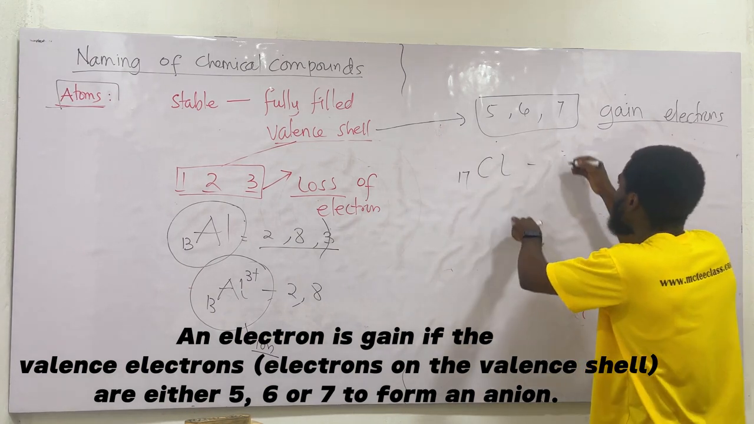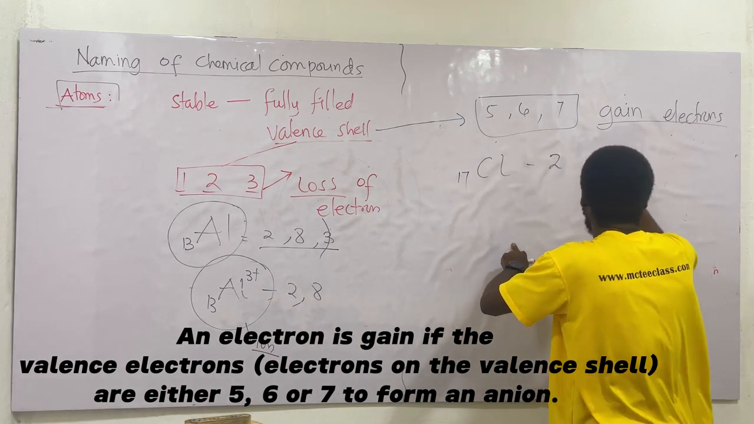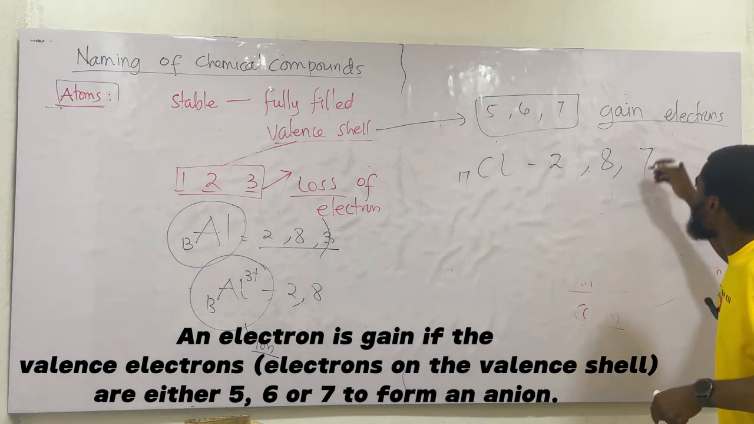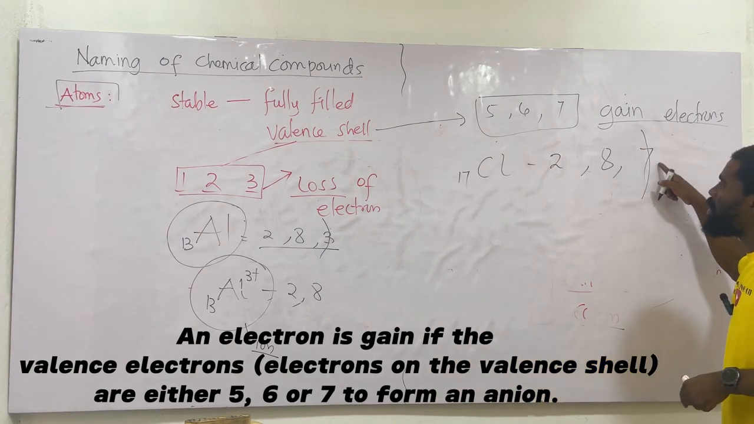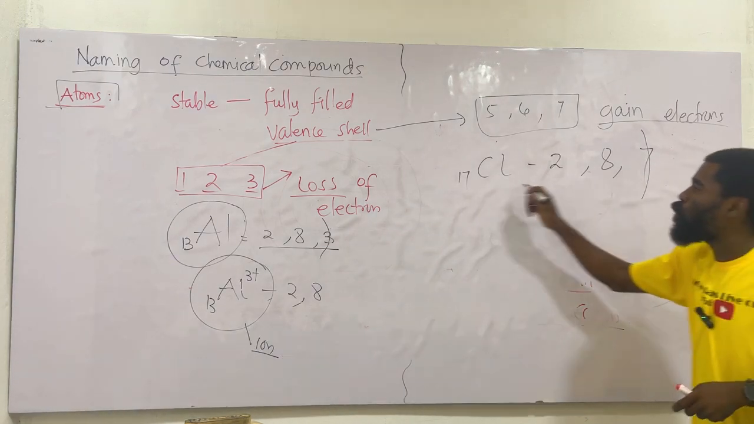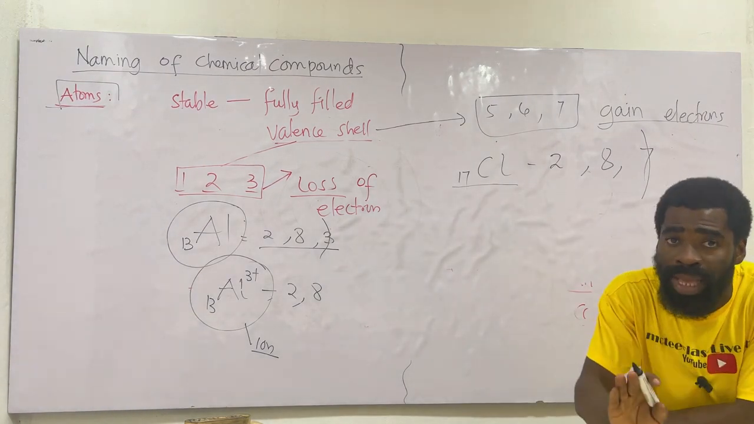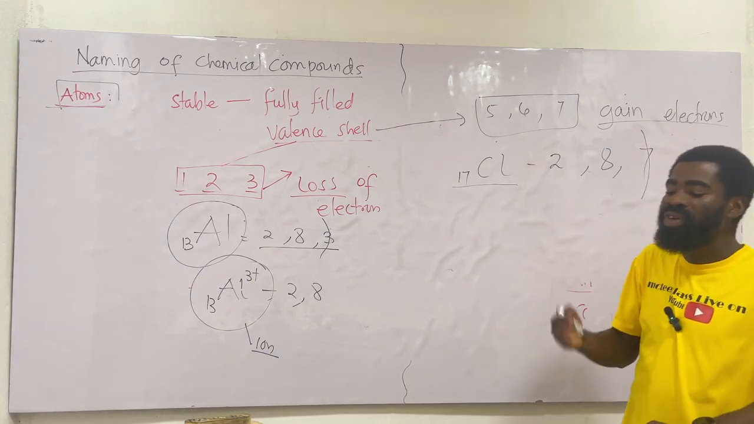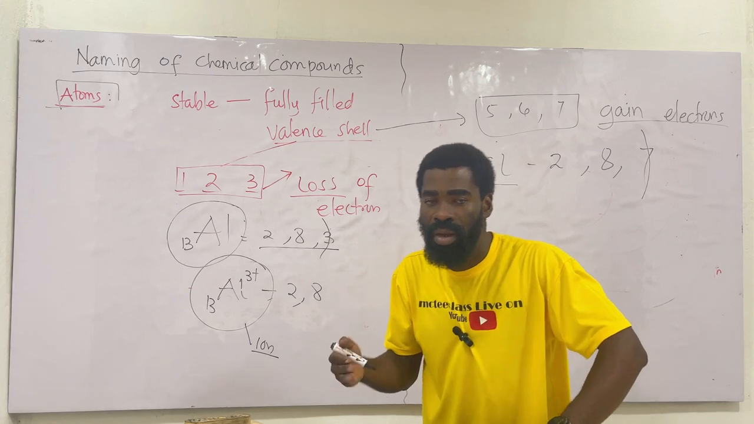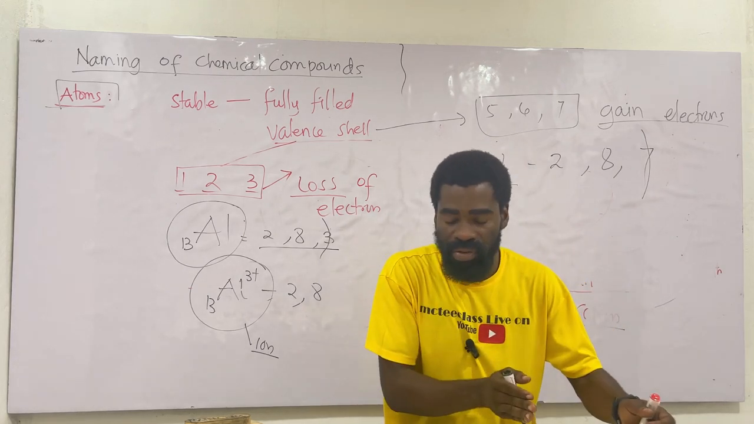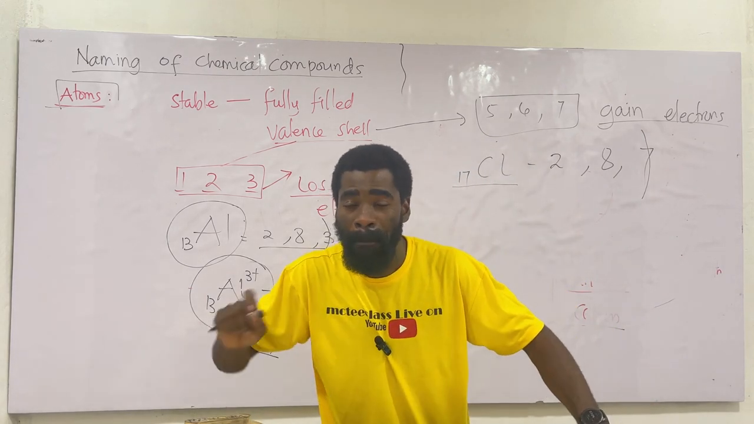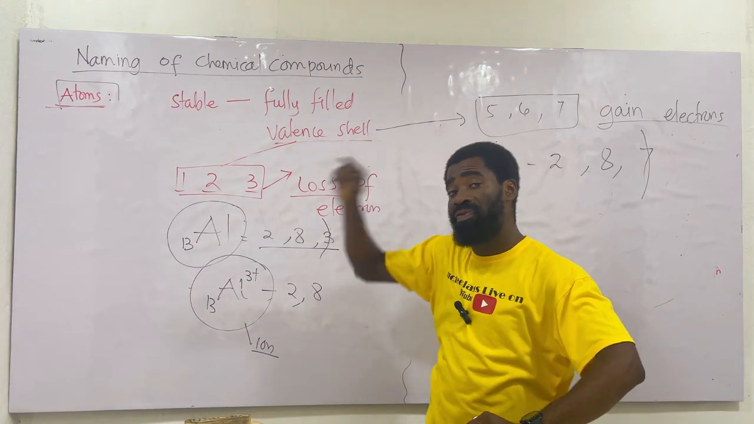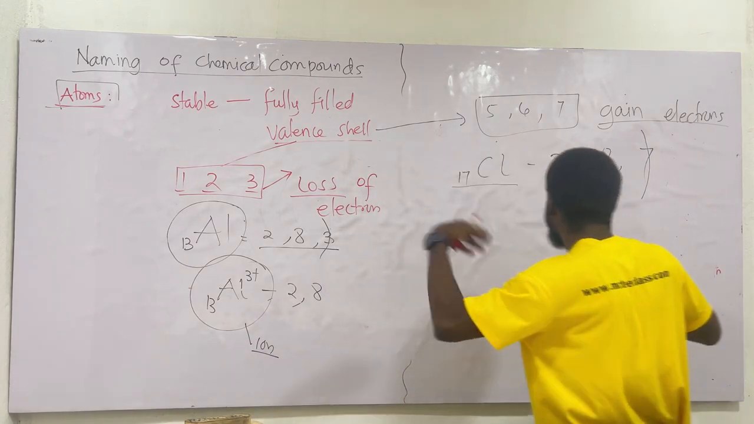So this is the chlorine atom, and its electronic configuration is 2, 8, that's 10, 7. The valence shell is still not fully filled. That means the chlorine atom is not stable. Yes, it is neutral, but it's not stable. Neutrality is different from stability. When we say it's neutral, that means the number of electrons is the same as the protons. But stability means that your last shell is fully filled. So since the last shell is not fully filled, you're either giving out or receiving.